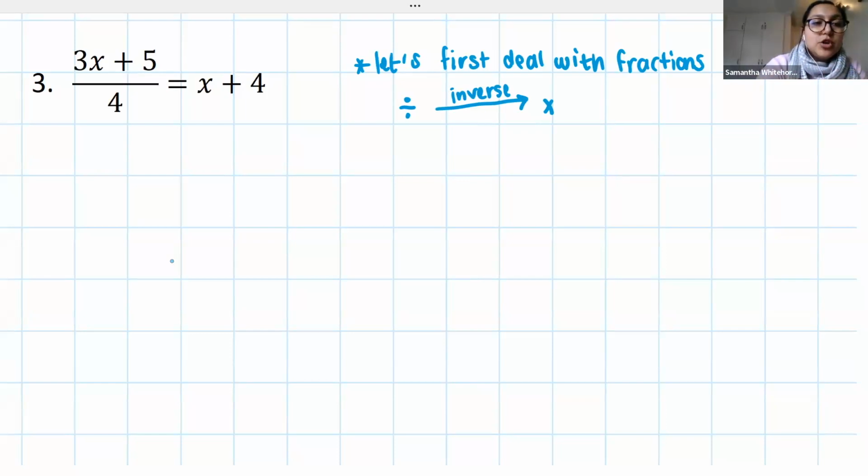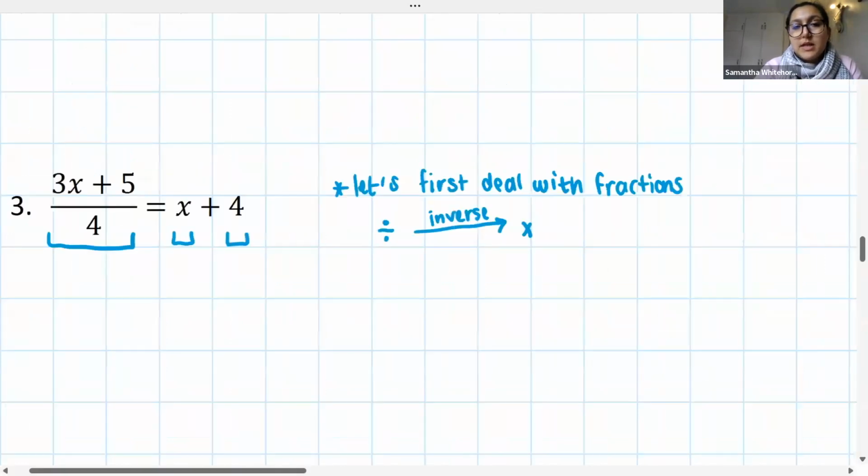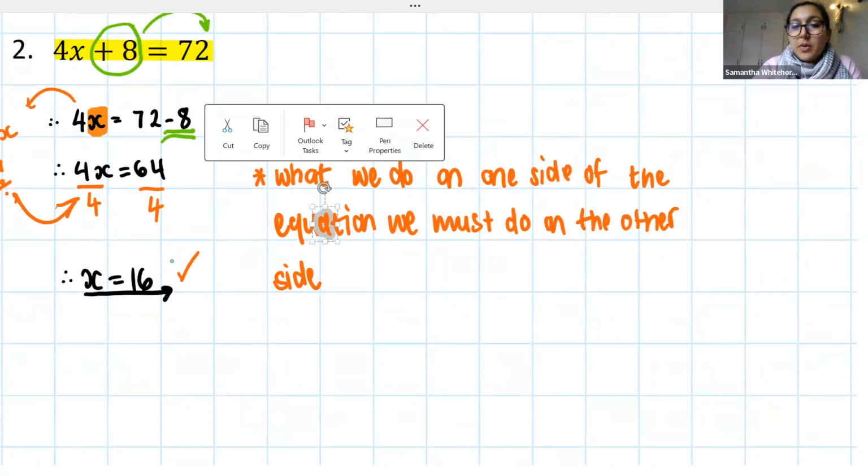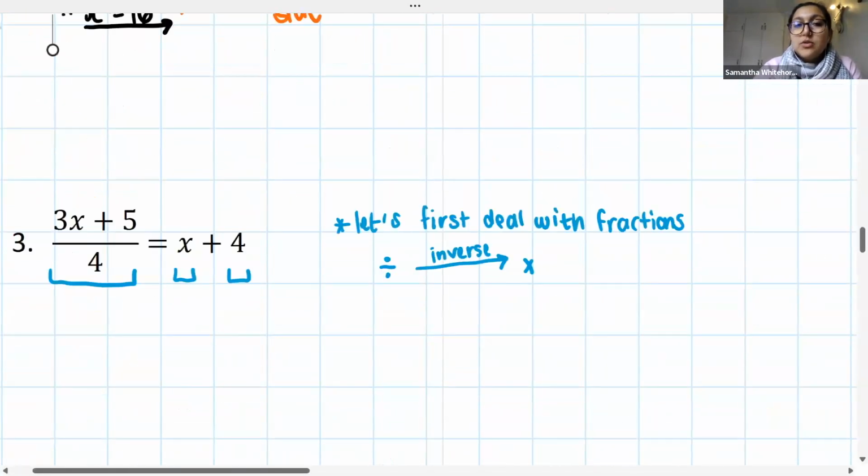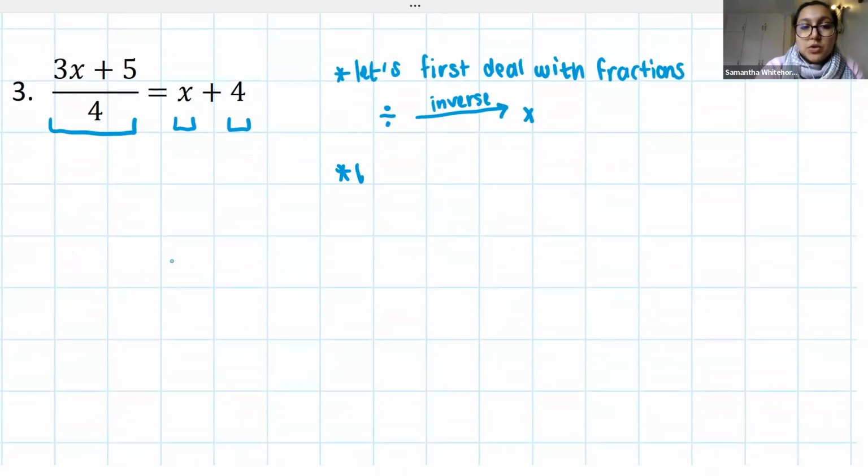So every single term that I have here, the fraction, the x, and the 4, all need to be multiplied by the denominator in order to get rid of the fraction. And this goes back to what we wrote here. What we do to one side of our equation, we must do to the other side. What we do to one term, we must do to all terms.